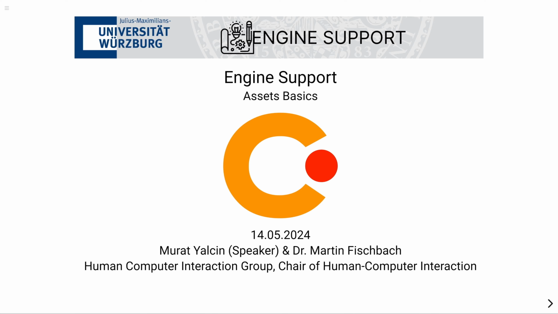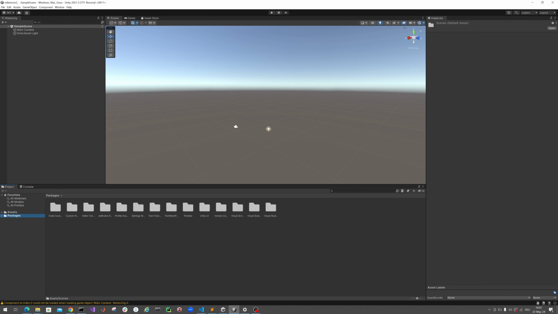Hello, in this tutorial we will cover assets basics. In Unity, assets refer to all the elements that you use to create your game or application. This includes everything from 3D models, textures, audio files, scripts, animations, and more.